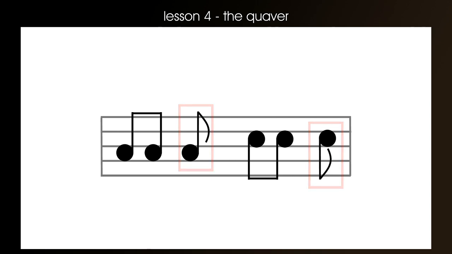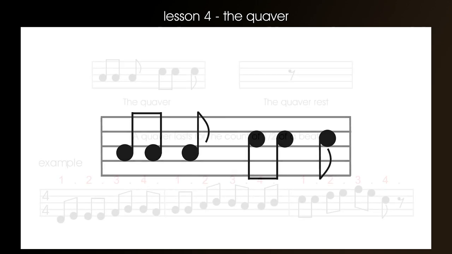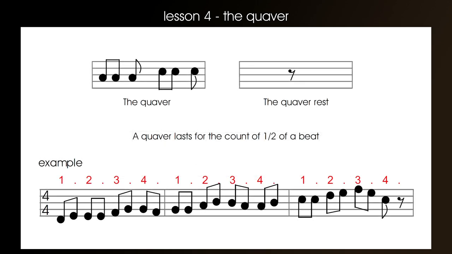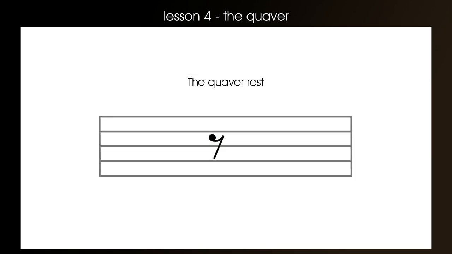And again, these both have the same values, so where you've got 2, they're both half a beat, and when you've got 1, it's still half a beat. So you just have to be aware that a quaver can take both these forms. And the rest for a quaver is pretty easy to recognise, and it almost looks like a little 7. And as you'd expect, the rest for a quaver means half a beat of silence.